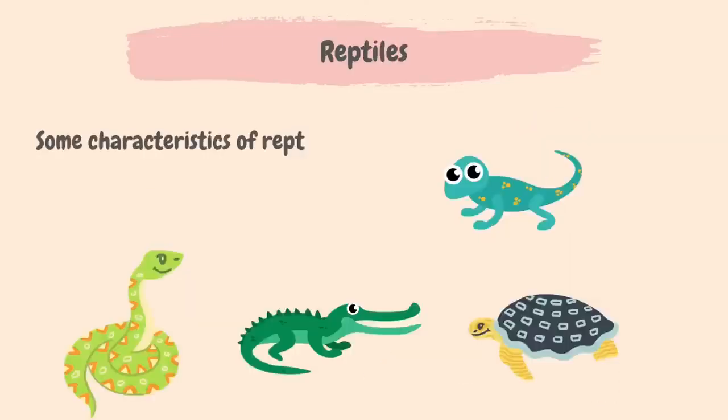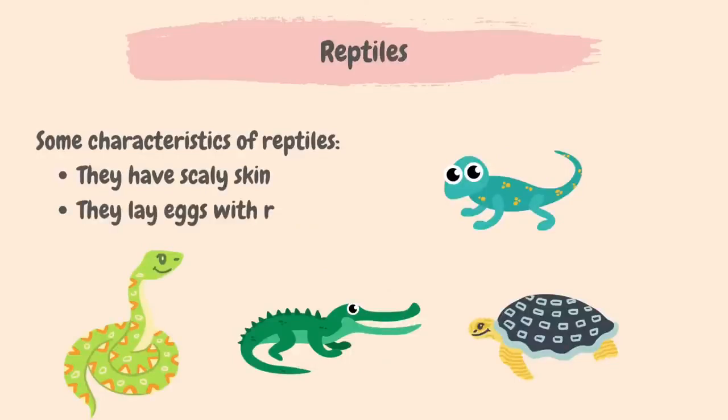Reptiles are another group of vertebrates. They have scaly skin and they lay eggs with rubbery shells. Snakes, crocodiles, and turtles are some examples of reptiles.